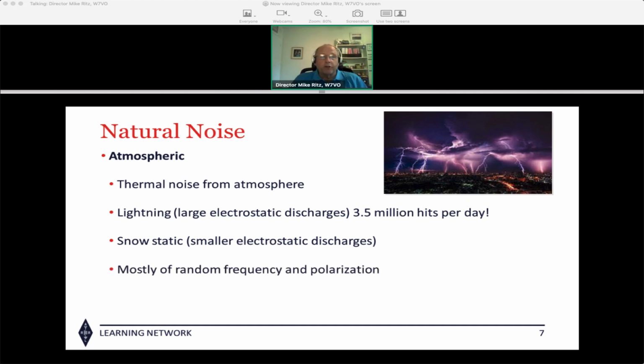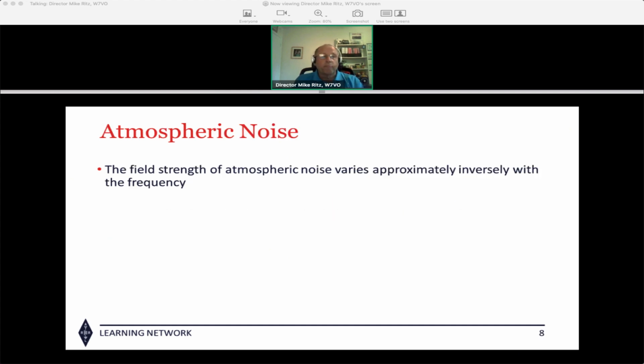And one thing to keep in mind about atmospheric noise, it's mostly of random frequency because it is so broadband, and also random polarization. It's not really horizontal, not really vertical, but some mixture, and it changes all the time, and that makes it extremely hard to mitigate.